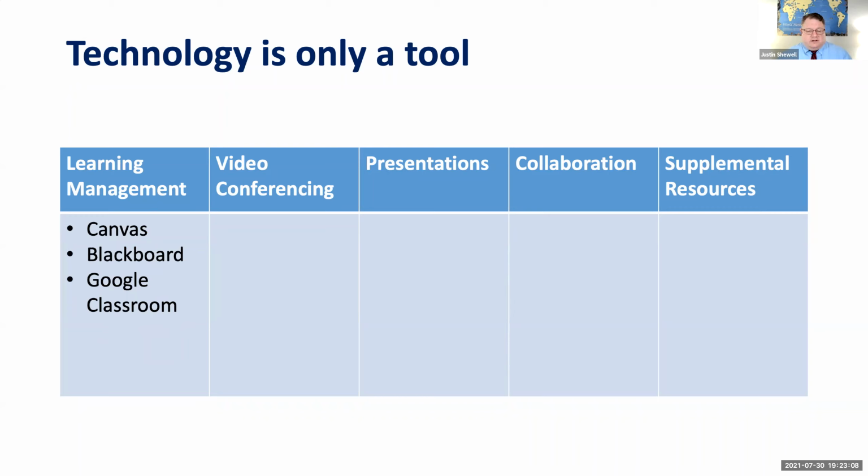Canvas is the one we use at ASU. It's a very good learning management system. It can do quizzes and all kinds of different assignments, and it's very flexible. You can create pages with pictures and videos and all kinds of things for the students to look at, to read and do. Blackboard is another one that's very similar to Canvas. In fact, ASU used to use Blackboard before they moved over to Canvas.